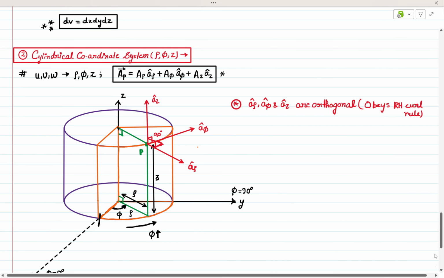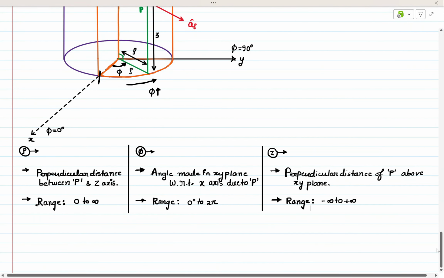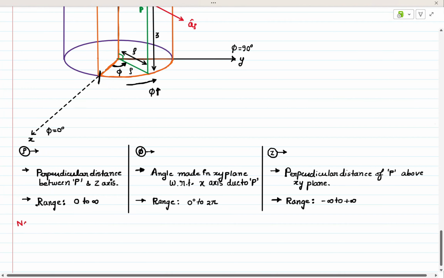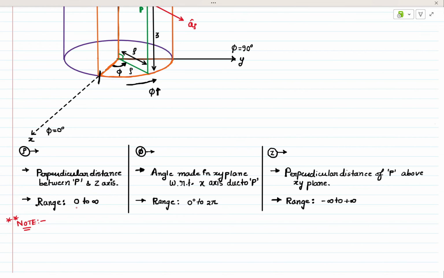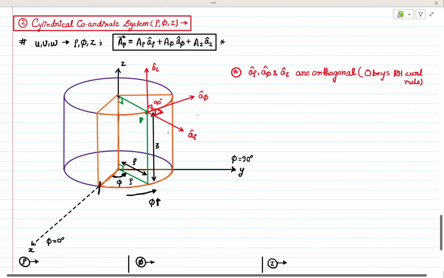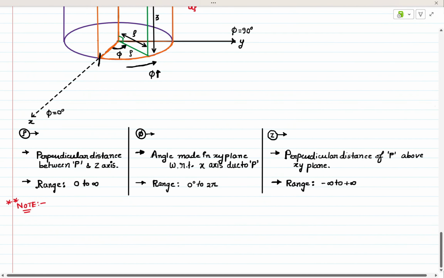Now I will try to make a note over here that I have also written above. That is the note. The note is important. In the cylindrical coordinate system, whatever I have already told you, the unit vectors a rho, a phi and a z are the three direction vectors for the point P, in the direction of rho, phi and z respectively. Those are orthogonal, right? That means they obey the right hand curl rule. That's what I am writing over here.